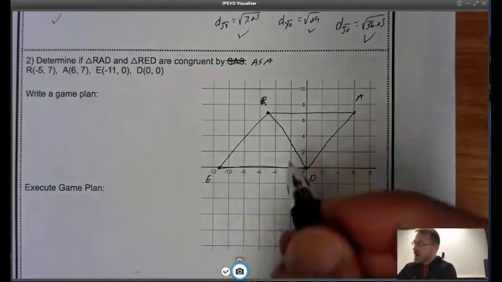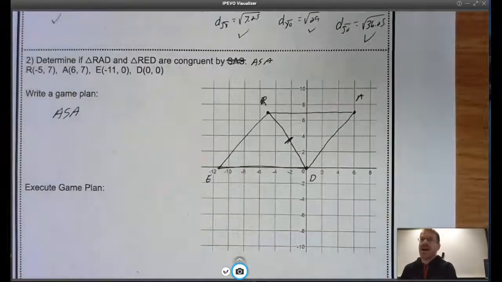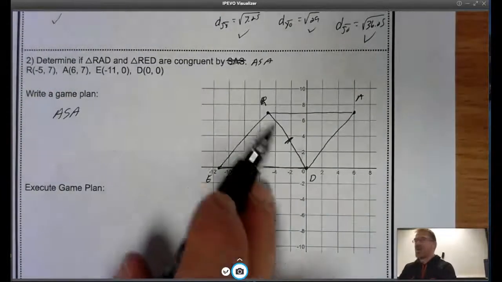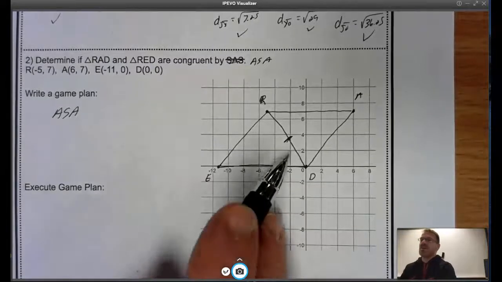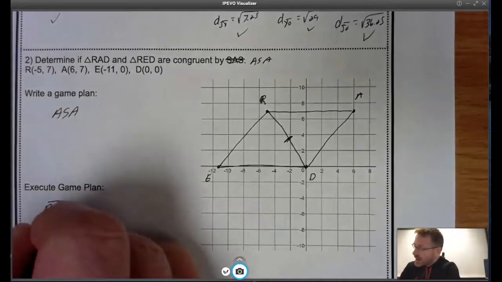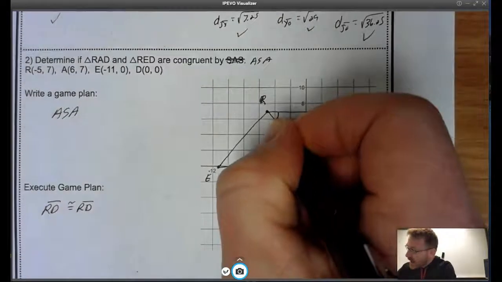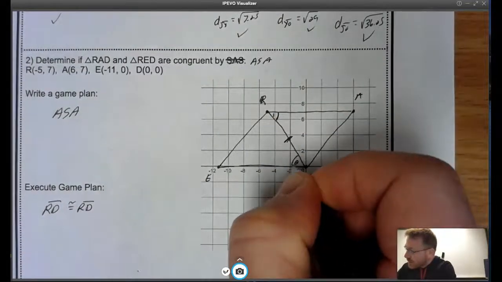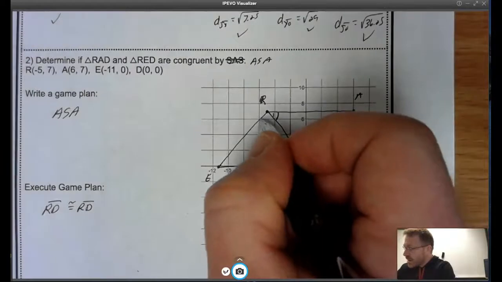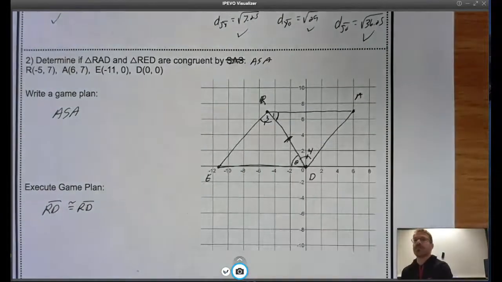Notice that both of these triangles share RD, right? So when I think about angle, side, angle, I have to have one pair of congruent sides. Well, if they share a side, I don't have to find the distance because I know it's the same, right? Everything is equal to itself. So I know RD is congruent to RD. So I don't have to find the distance if it's congruent to itself. Now, if I want angle, side, angle, what that means is I need to show that angle 1 here is congruent to angle 2, right? And then I need to show that angle 3 is congruent to angle 4.